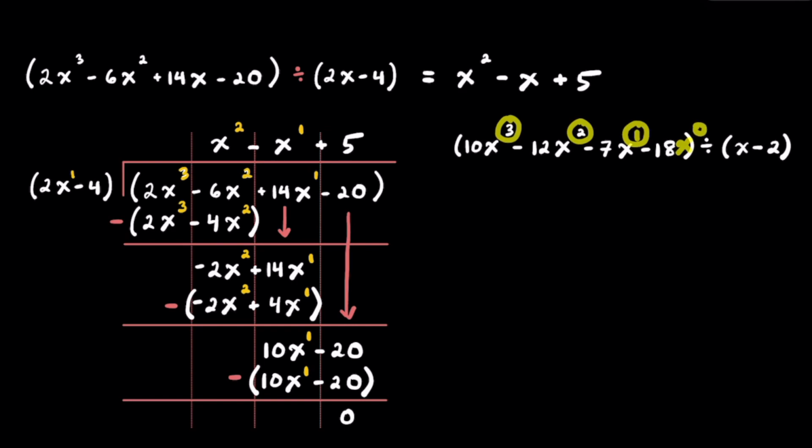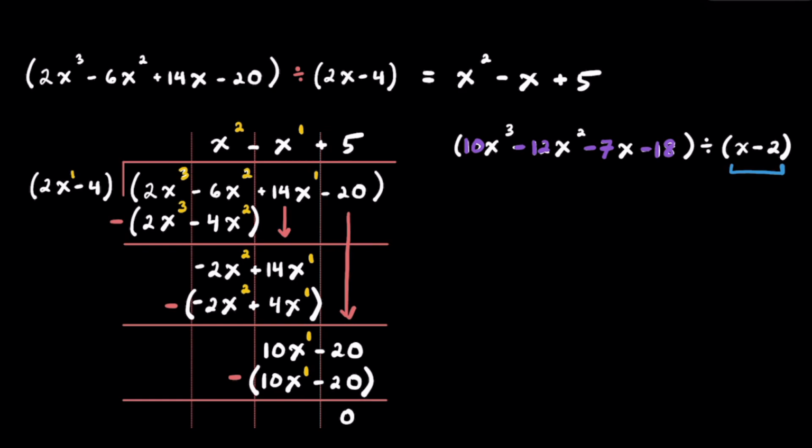And then we have x to the 0th power here, but that's just what that implies when we have a constant at the end. So everything looks good here. Next thing we're going to do is just notice what our coefficients and constants are. So we have 10, we have this negative 12, then we have this negative 7, and then we have this negative 18.